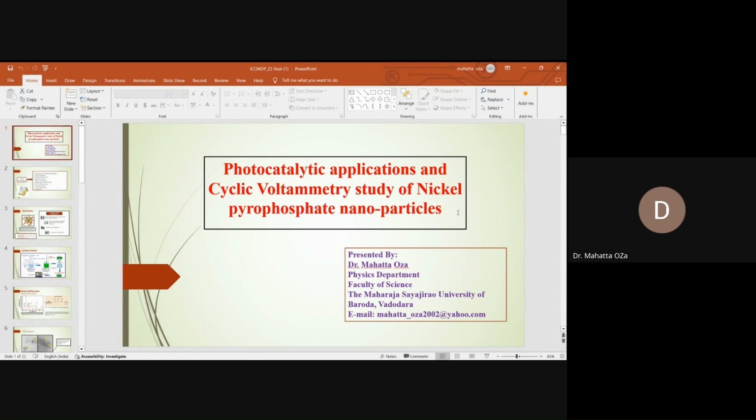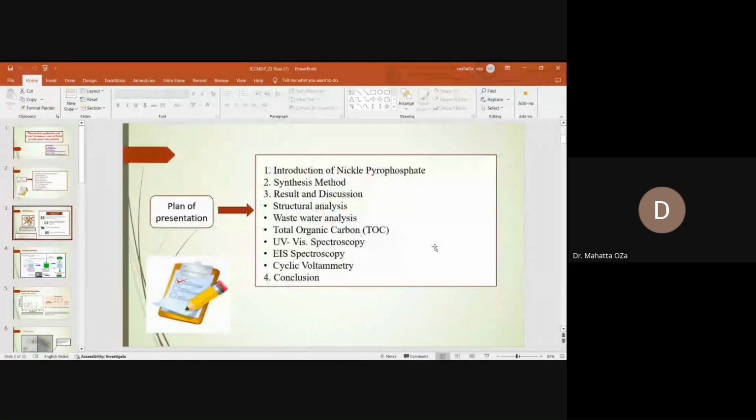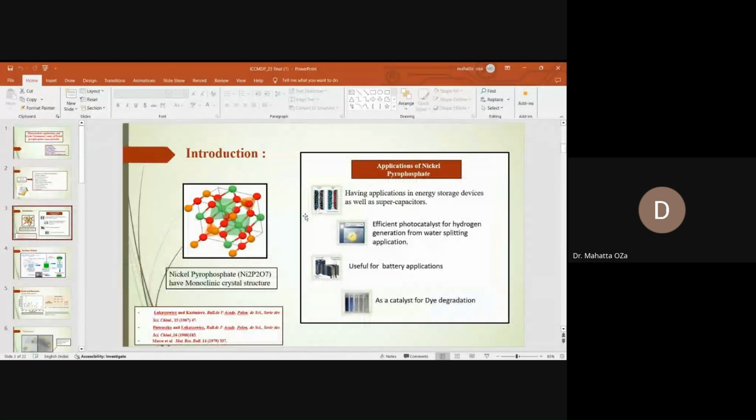My talk is on photocatalytic application and cyclic voltammetric study of nickel pyrophosphate nanoparticles. This is the outline of my talk. So let us start with the introduction.